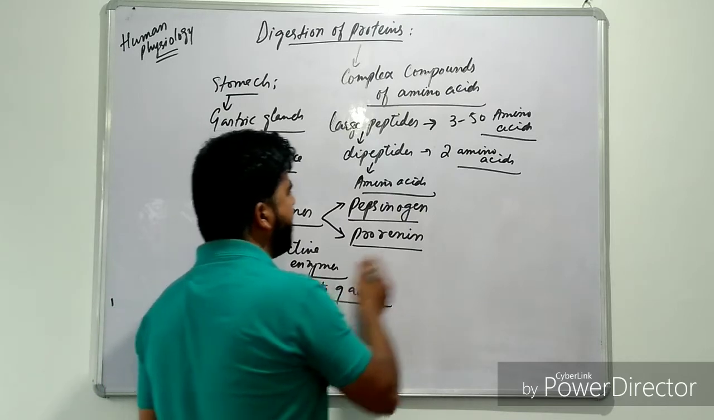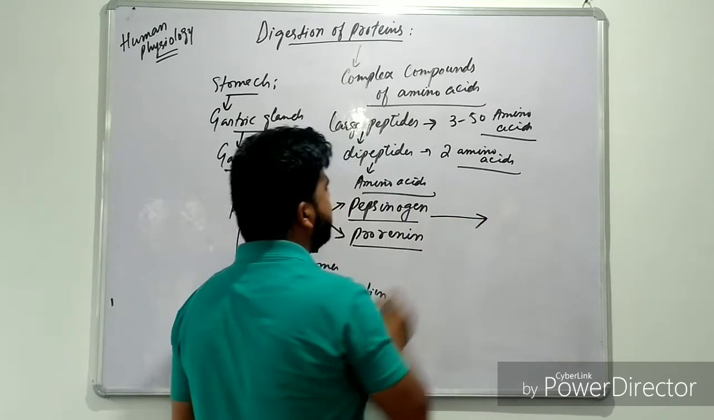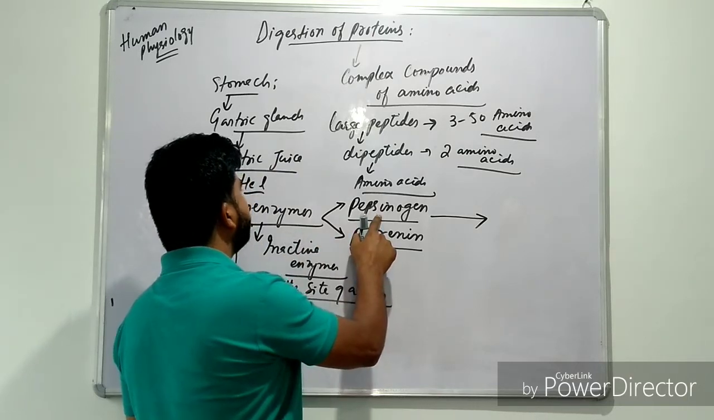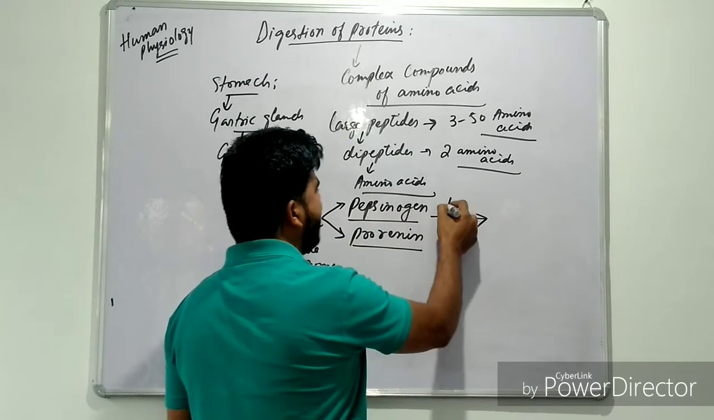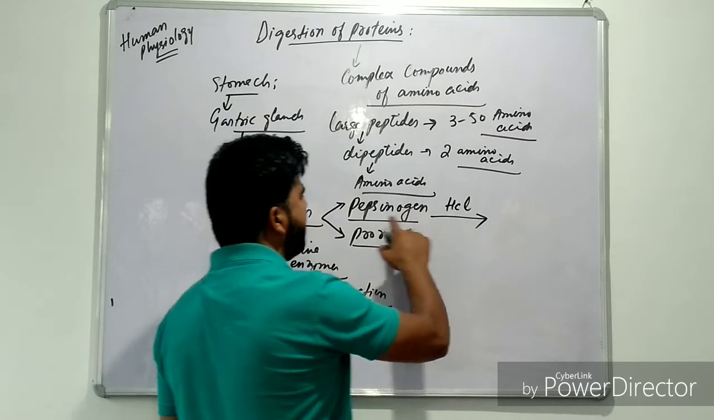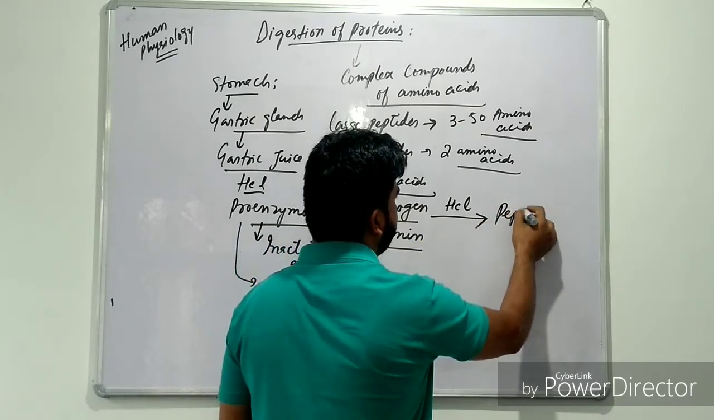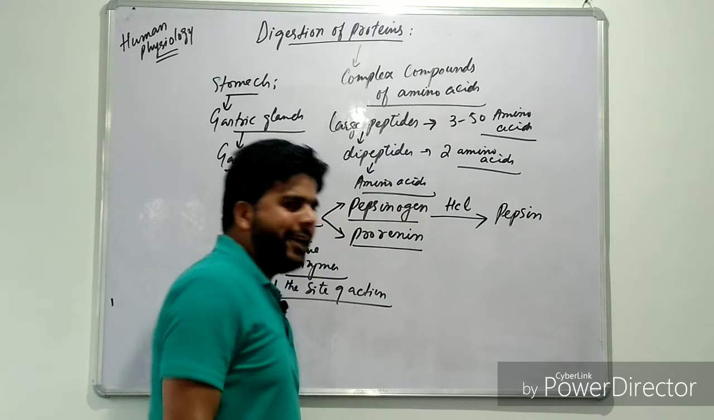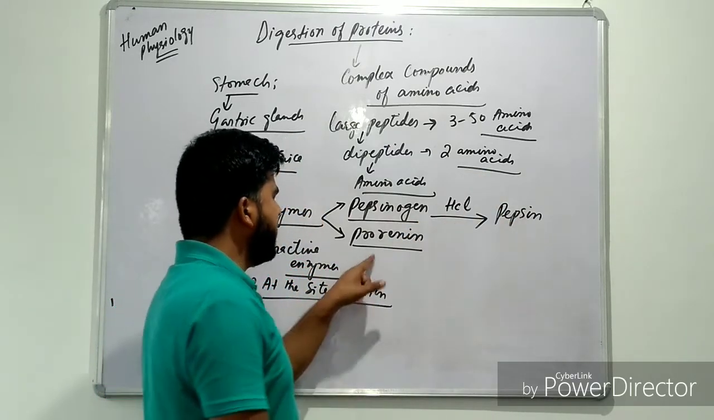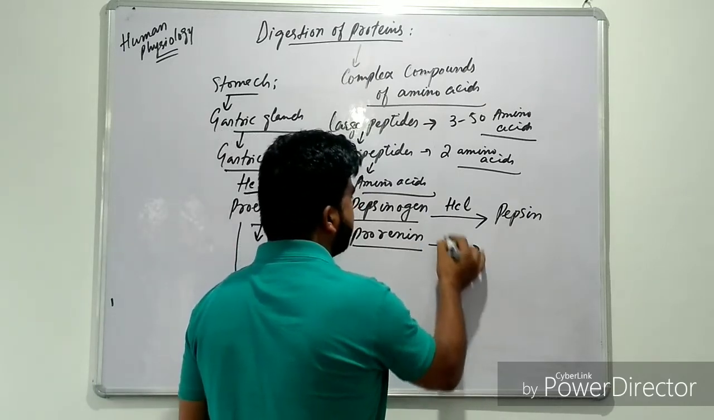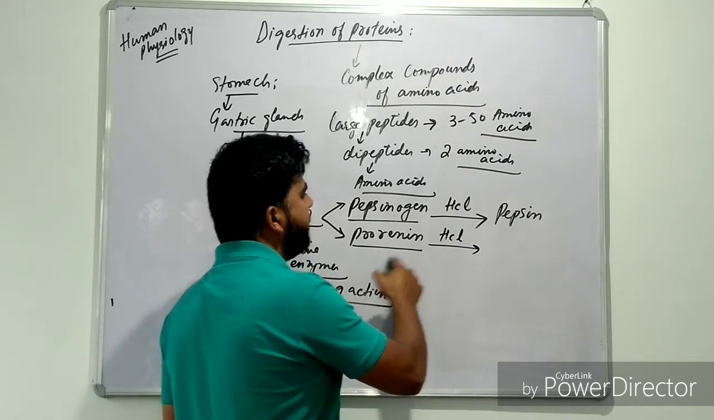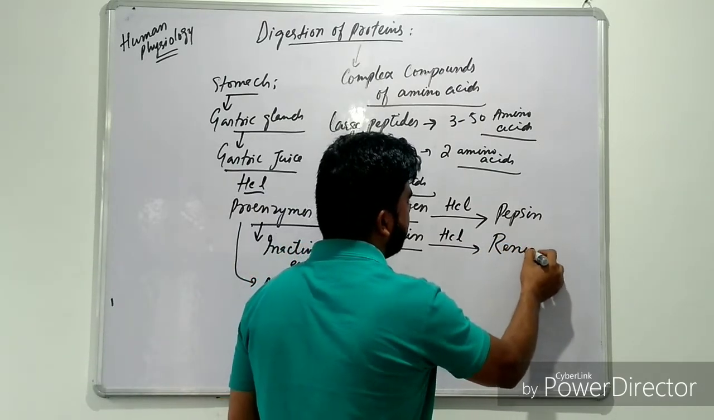For example, we have got the pepsinogen enzyme. This pepsinogen enzyme is actually a proenzyme. It is an inactive enzyme. This inactive enzyme is activated by the HCl, hydrochloric acid. And this hydrochloric acid converts this pepsinogen into pepsin. Now the pepsin is the active enzyme, and it is this pepsin which can act upon the proteins. Similarly, prorenin is a proenzyme. HCl will again act on the prorenin and it will convert it into renin.